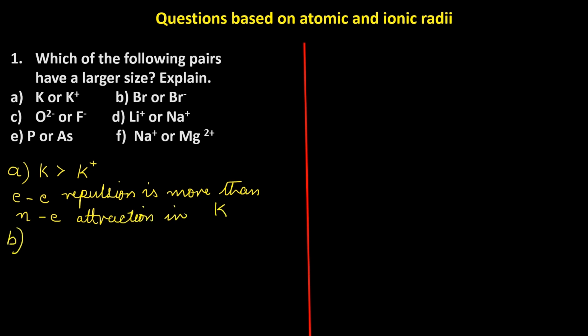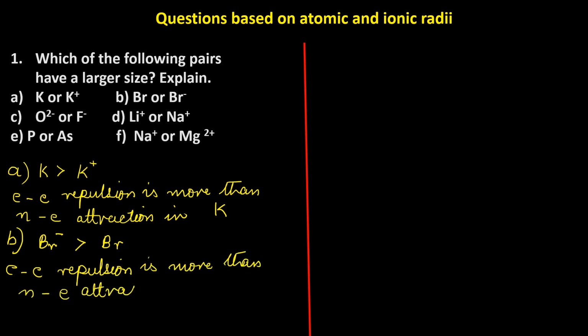Next one, B. Bromine atom or bromide ion, which is the bigger one. Bromide ion, which is an anion, will be greater than the parent atom because the bromide ion has 1 electron more than the bromine atom. At the same time, the nuclear charge remains the same. Therefore, bromide ion is bigger than bromine atom. Here also, the electron-electron repulsion in bromide ion is greater than the nuclear electron attraction.